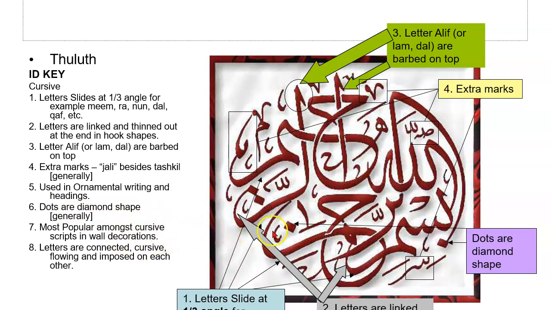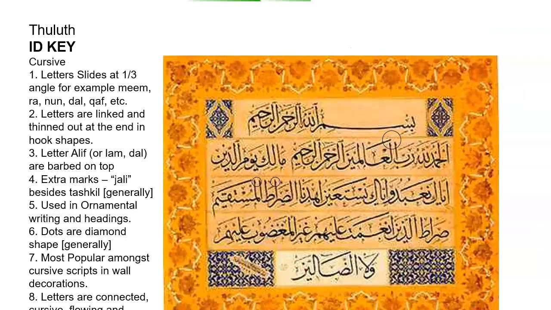Most popular amongst cursive scripts and wall decorations. Letters are connected for the most part, flowing and imposed on each other. Sometimes they go on top of each other, and so on and so forth, and that doesn't take anything away from the calligraphy. All right, so we'll go on to the next one. These first few are much more detailed, so we get into a little simpler stuff, hopefully. All right, so Thuluth, we're going to continue here.